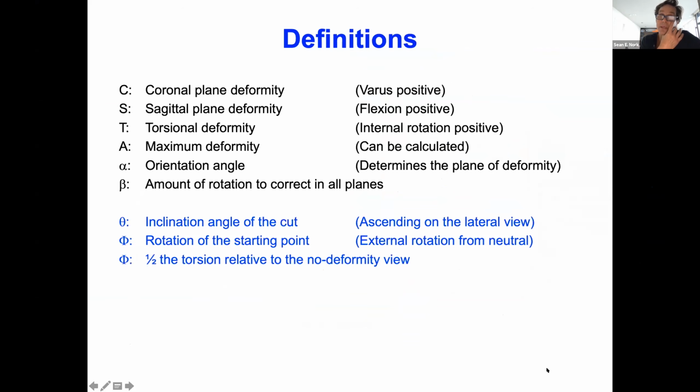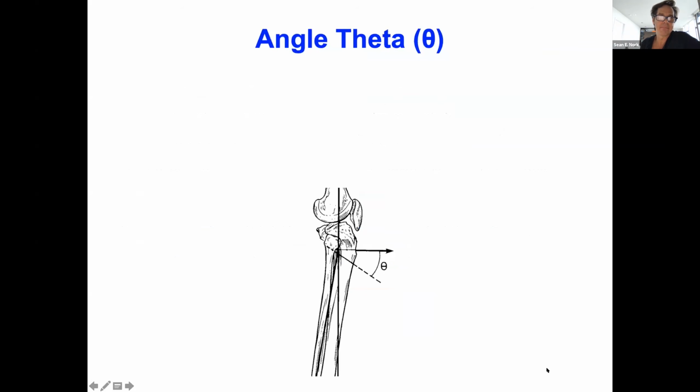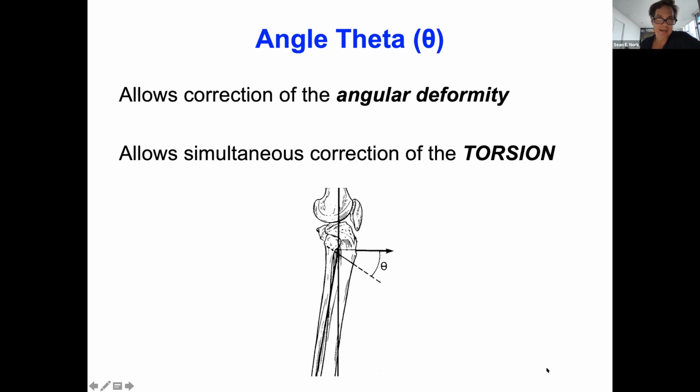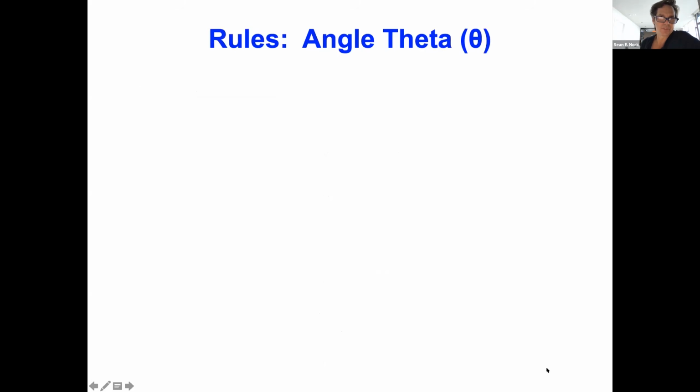So we come in with the coronal plane, sagittal plane, and torsional deformity. We can calculate the maximum deformity. We can determine the plane of no deformity. Then we'll calculate angle theta, how steep to make the cut, and this is always calculated as an ascending cut on the lateral view. And then angle phi will tell us how much to rotate that plane. So to reemphasize, angle theta allows a correction of the angular deformity and the torsion at the same time. A few rules about angle theta.